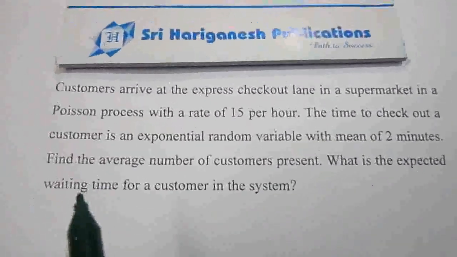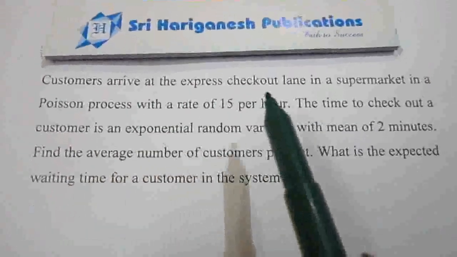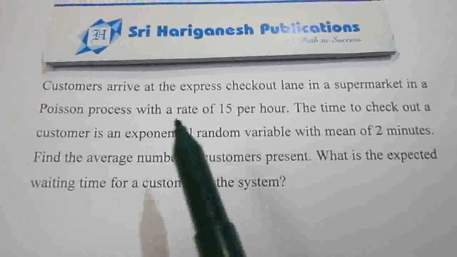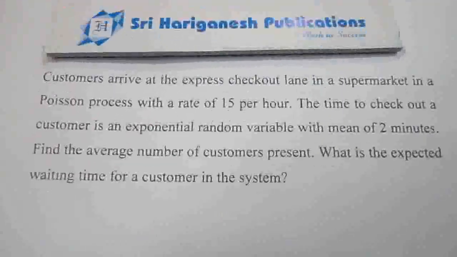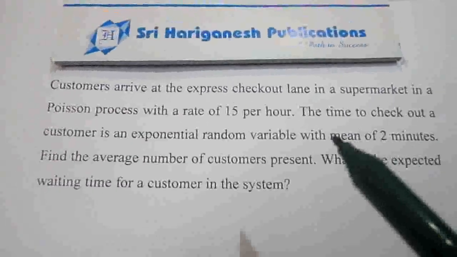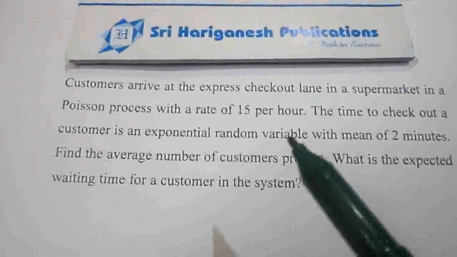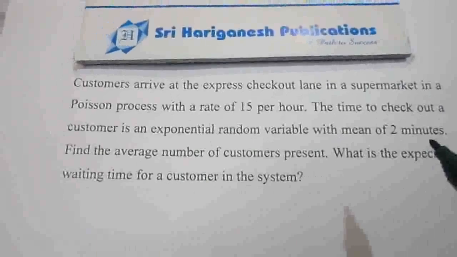So the second problem in Model 1: customers arrive at an express checkout line in the supermarket in a Poisson process with a rate of 15 per hour. So the arrival rate is 15 per hour. The time to check out a customer is an exponential random variable with a mean of 2 minutes. Service time is 2 minutes.